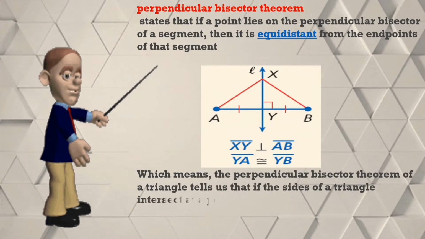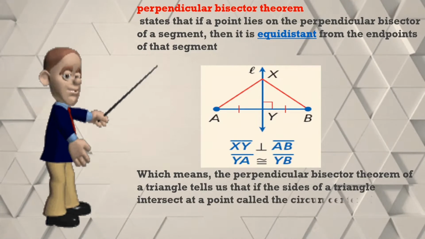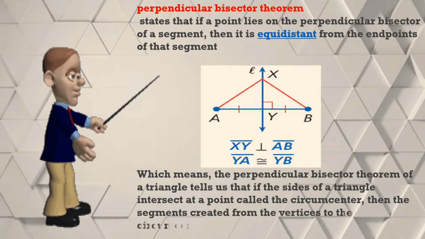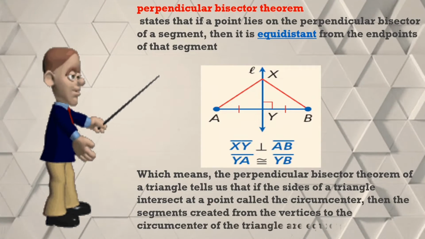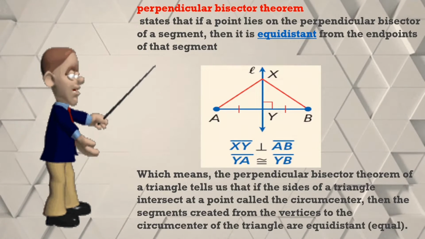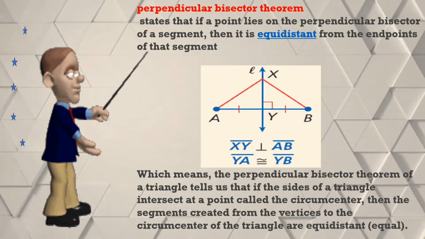The perpendicular bisectors of a triangle tell us that if the perpendicular bisectors of the sides of a triangle intersect at a point called the circumcenter, then the segments created from the vertices to the circumcenter of the triangle are equidistant, or we can say equal.